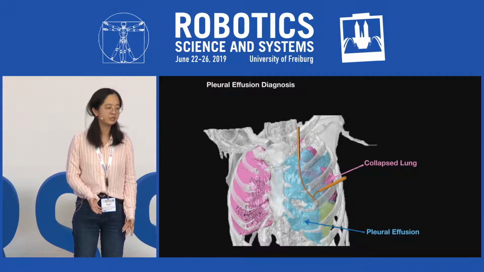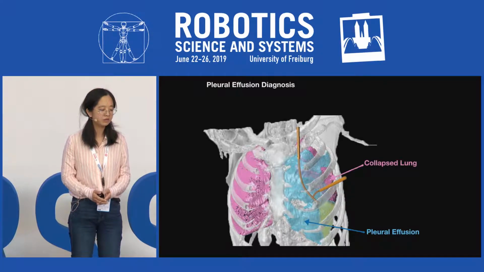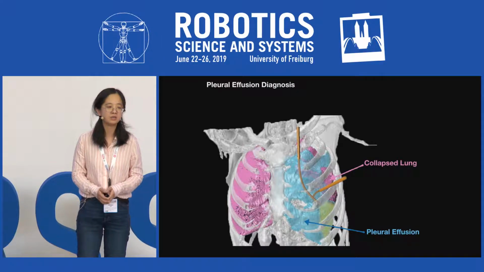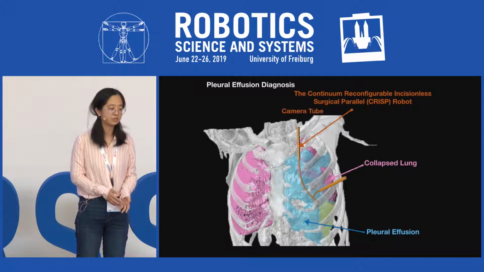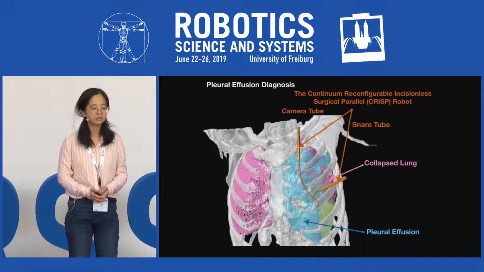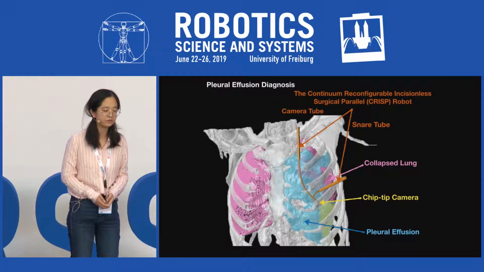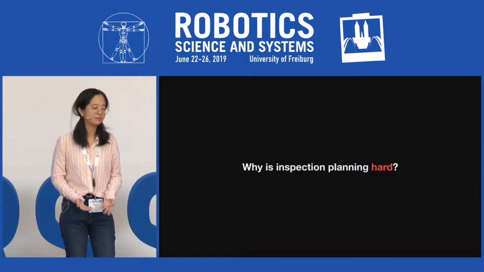Pleural effusion is a serious medical condition that could cause the collapse of the lung. To accurately diagnose the cause, doctors need to visually inspect the inner surface of the pleural cavity. Here, the robot we have is the CRIS robot, composed of a camera tube and a snare tube. Our sensor is a chip-tip camera, and the points of interest are the points lying on the inner surface of the pleural cavity. Then why is inspection planning hard?